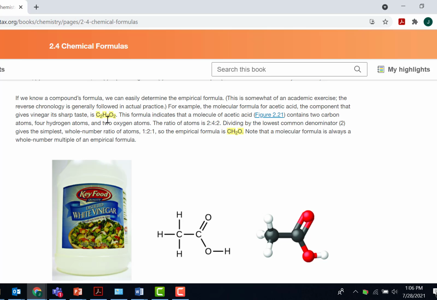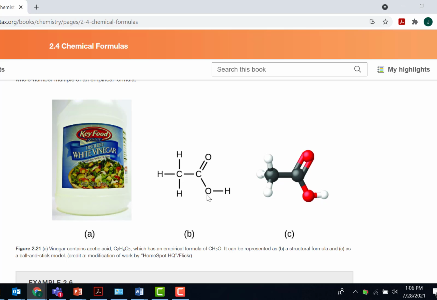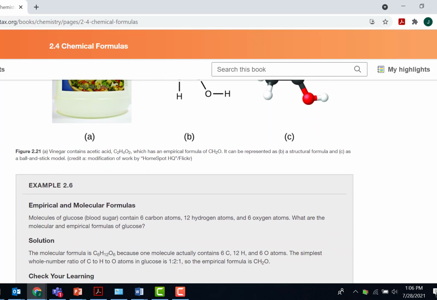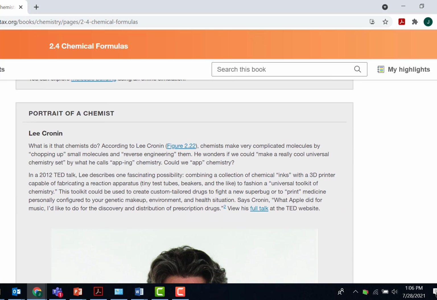Okay, so this is, again, molecular formula, empirical formula. And then we can, again, show structural formula. You don't have to know how to figure that out, but you would want to recognize it as being a structural formula. So there's a few examples here of how you would go about determining the empirical formula if you knew what the molecular formula was.